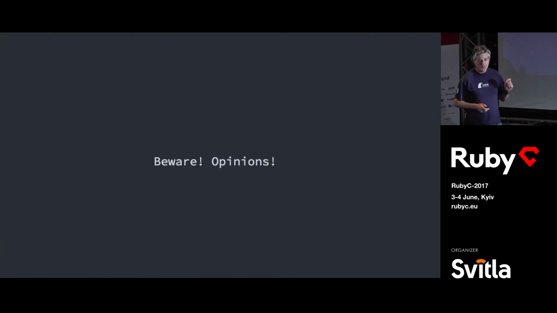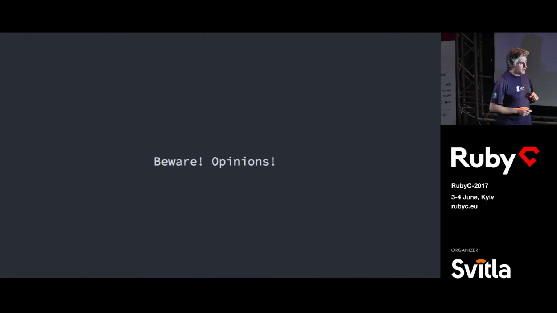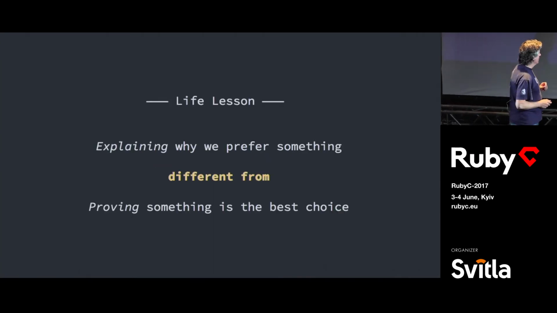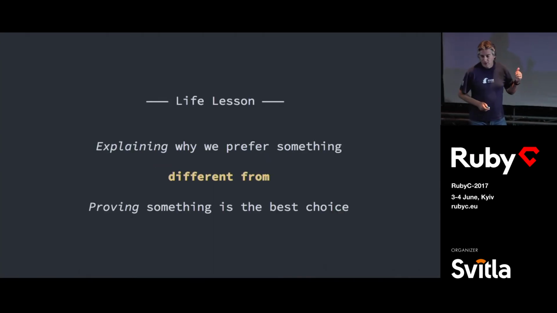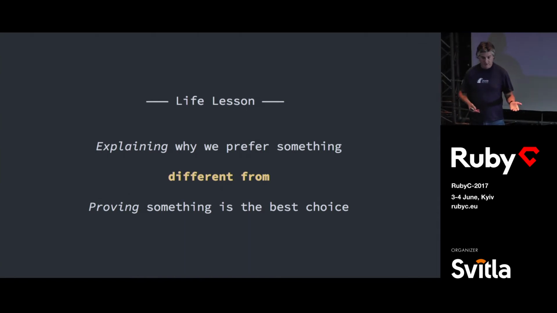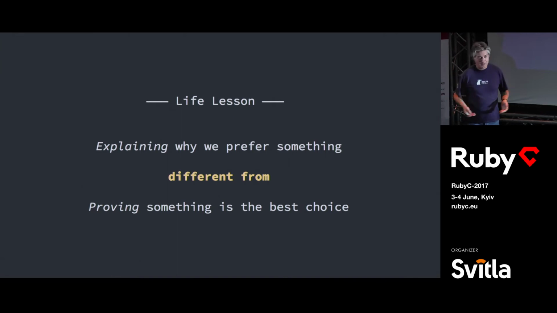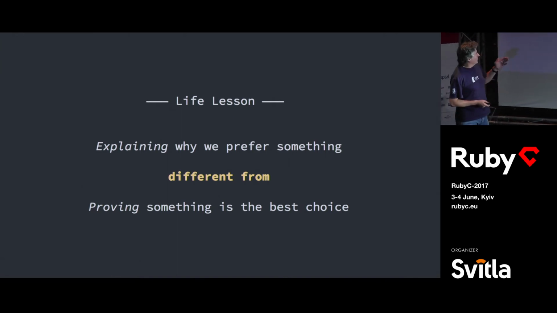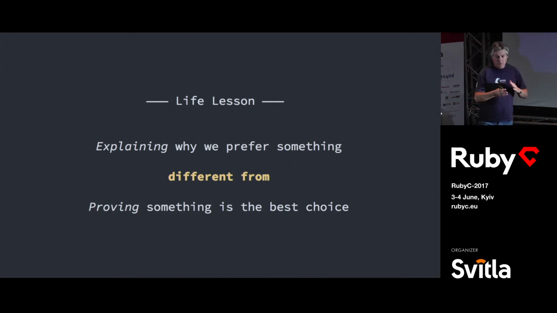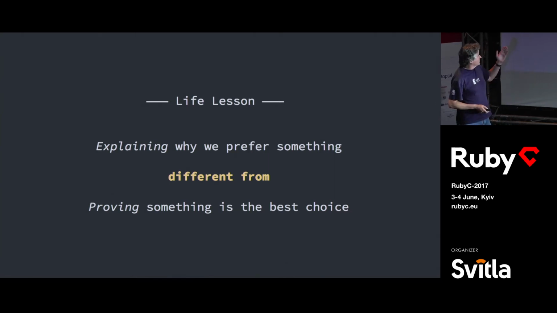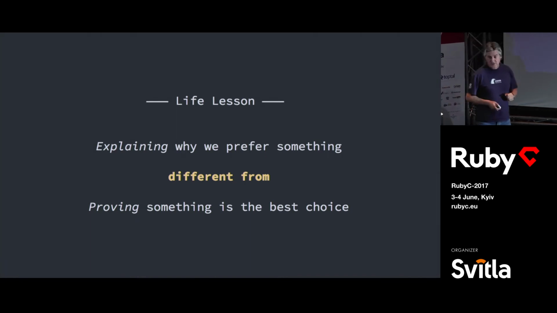And I want to do a little introduction here about opinions. This is something that happens a lot in discussions. Online discussions are a particular case of discussions in life, okay? And it's something that people often get the other way around. So explaining why we prefer something is different. It's not the same thing as proving that something is the best choice for something.